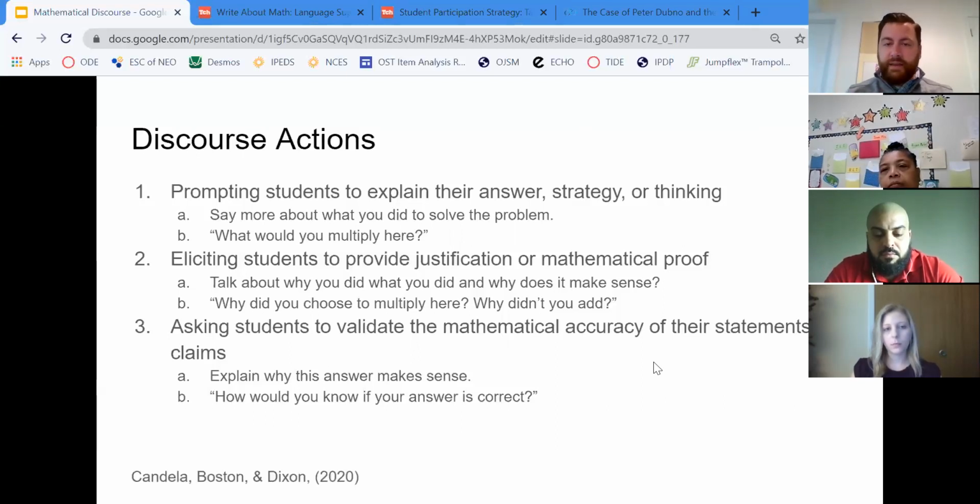Also, asking students to validate math accuracy in their statements, right? So explain, why does this answer make sense? Too often we get to the answer and we just leave. Students just say, okay, I solved it, I want to move on. And you're like, well, check your answer. Well, it's more than checking your answer. It's explaining why your answer makes sense. How do you know your answer is correct? Is your answer reasonable? Is this the only answer you could come up with? Why do you think that is? And asking other students to contribute as well. Okay, this student got this answer; ask another student, hey, does this answer make sense? Why or why not? So these are the beginnings, from a teacher level, of prompting that conversation on a large group level.